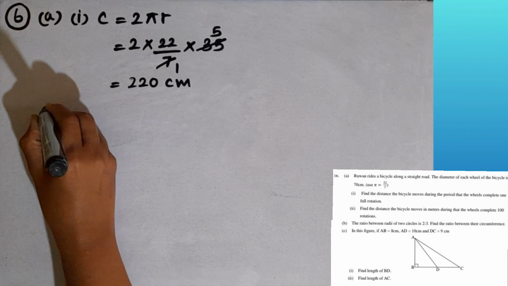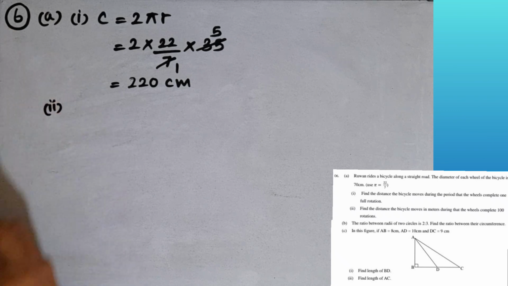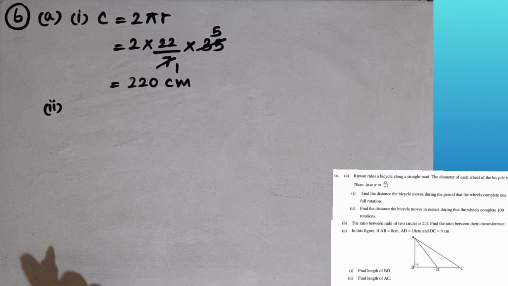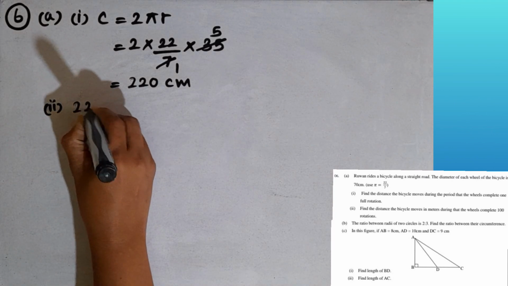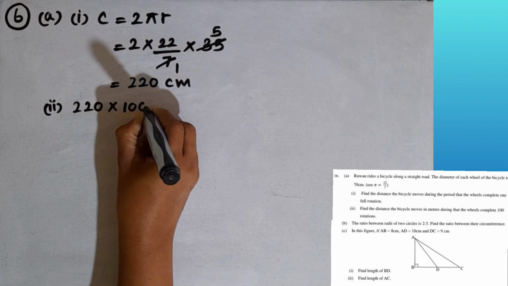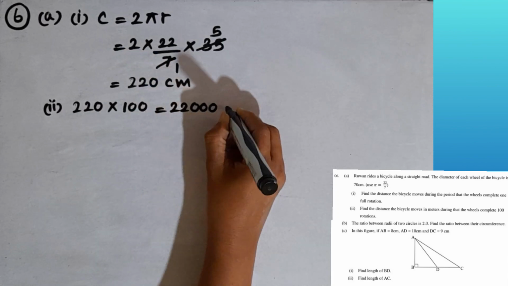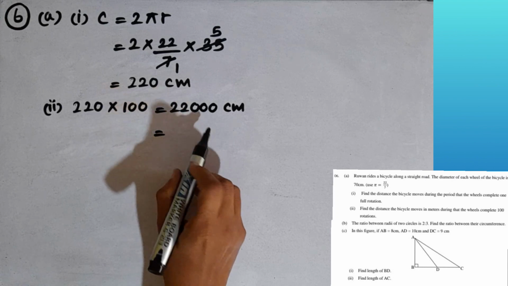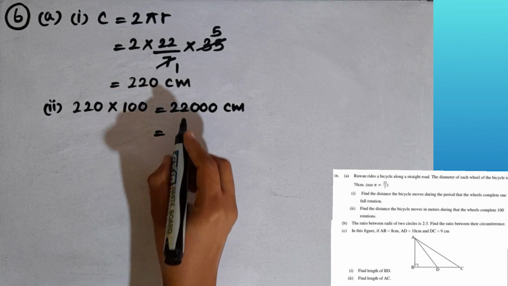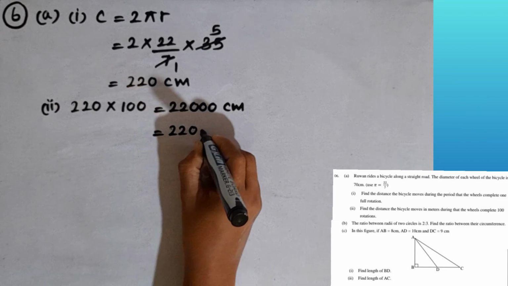Then second question. Find the distance the bicycle moves in meters during that the wheels complete 100 rotations. 100 rotations. This is for one rotation. So for 100 rotations, we have to multiply this one by 100. Then centimeters, we can give it in meters by dividing by 100. So it is 220 meters.